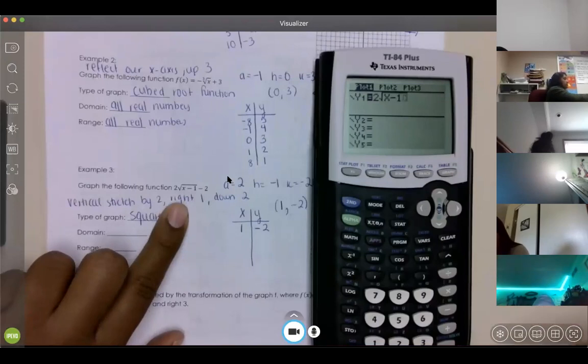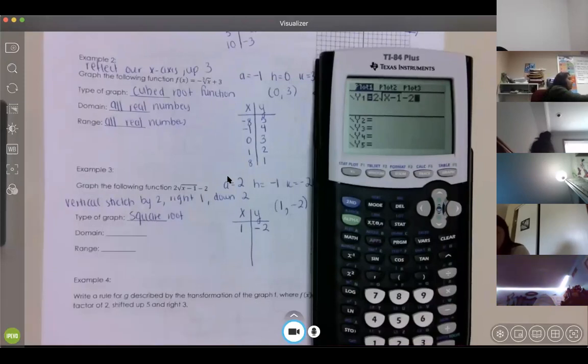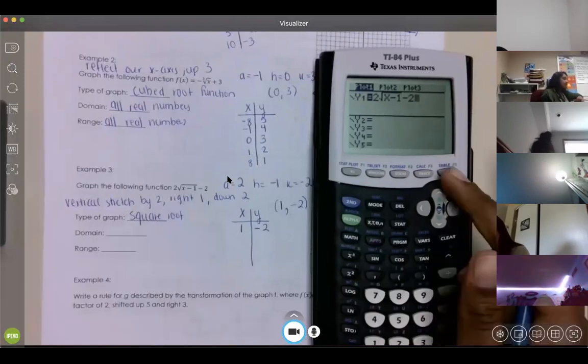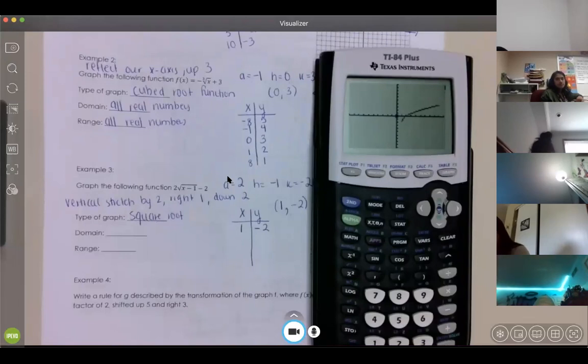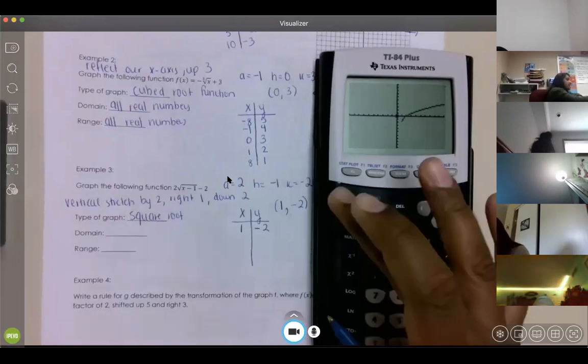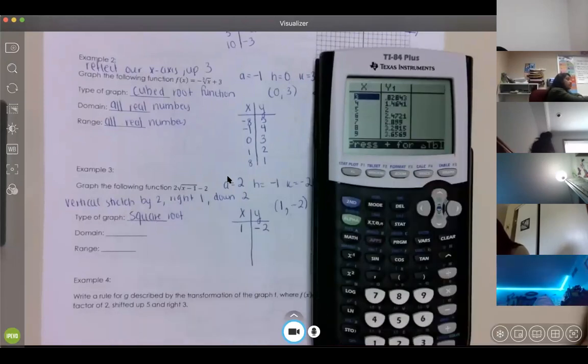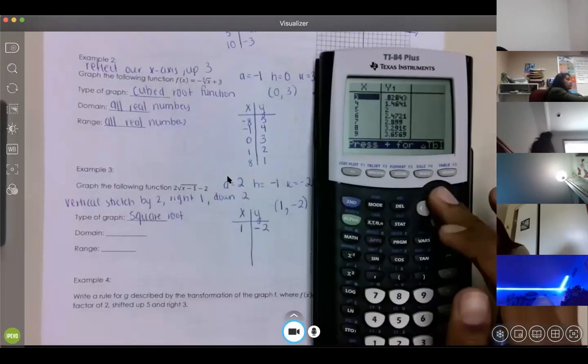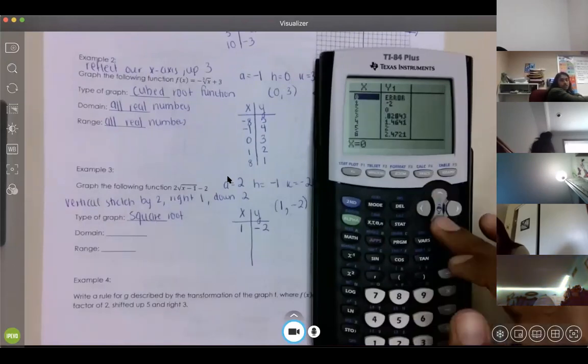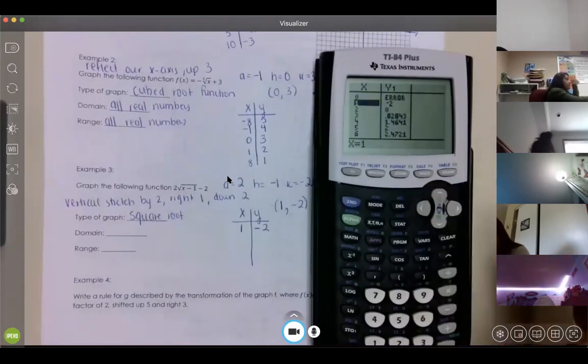Then you want to move to the right to get rid of the radical, and -2 should be outside of the radical. Then you're going to hit graph. And then you're going to hit second function graph to get your table of values. You want to scroll till you get 1, -2, because that's your starting point. And then you want to choose 3 other points that are easy to graph.